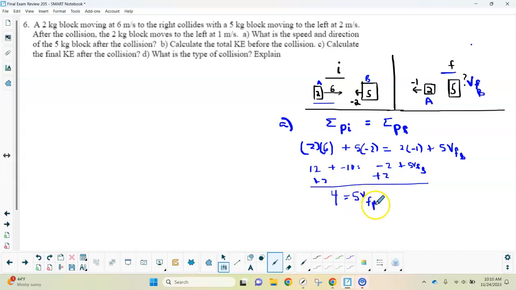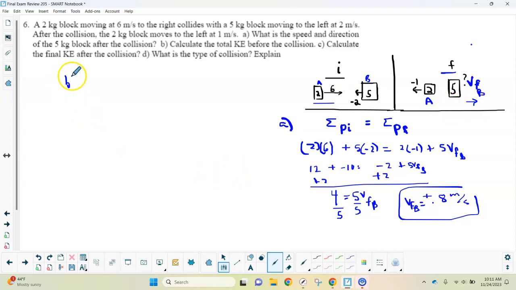And again, just doing the algebra and finishing it up, you divide through by 5 on both sides. So VFB is positive 0.8 meters per second. So after this collision, this guy moves at a small velocity going to the right. That's what our numbers say.